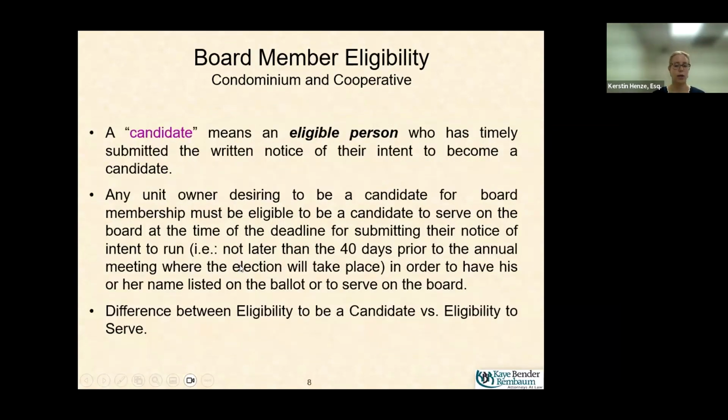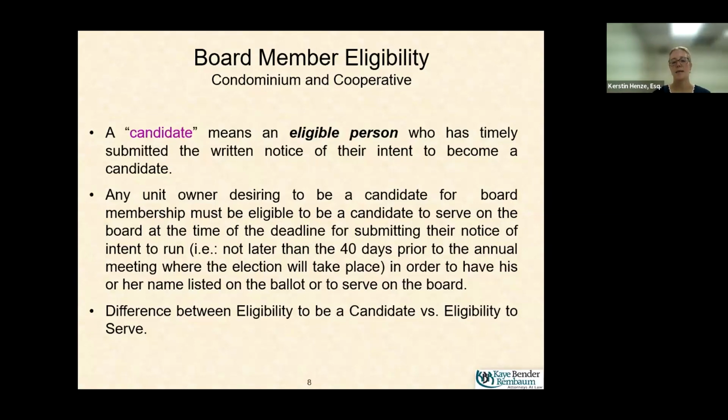Okay, so a candidate means any eligible person who has timely submitted the written notice of intent to run. So if you want to be a candidate, you have to be eligible as of the last date by which you have to submit your notice of intent to run, which is at least 40 days prior to the election. That is the date, for example, by which your account has to be current on assessments. Okay, so you must be current by the 40th day prior to the election.